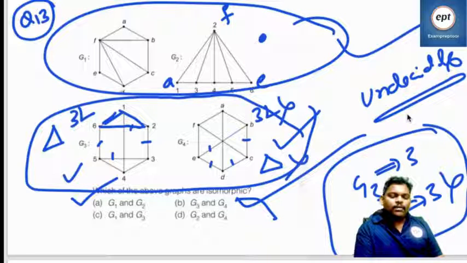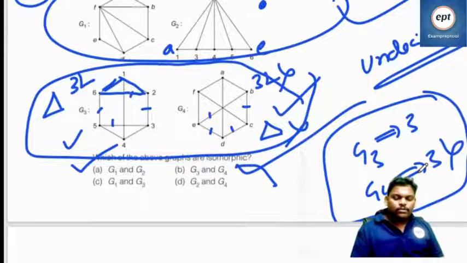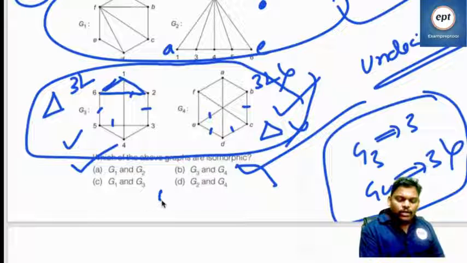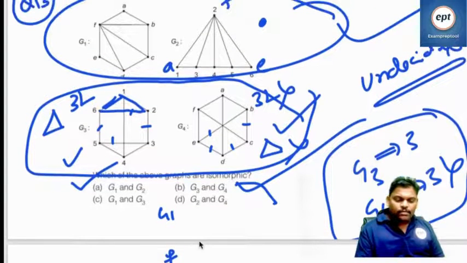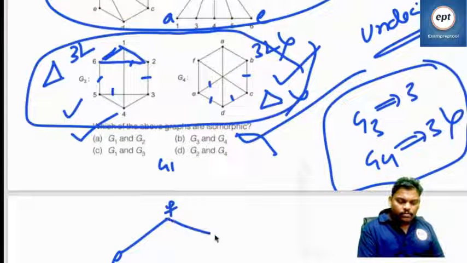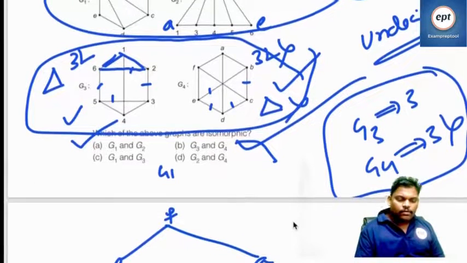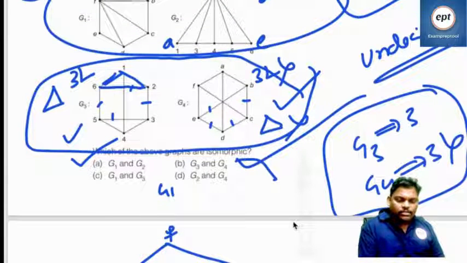They are the same. See this one. Same G1, right? If you take F as the root in G1, it's the same diagram. F as the source: this side is E, this side is A, and the remaining are in between, D, C, B. It is the same diagram.